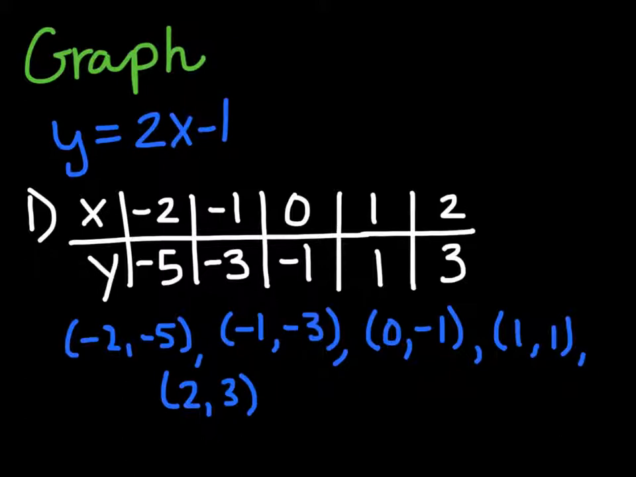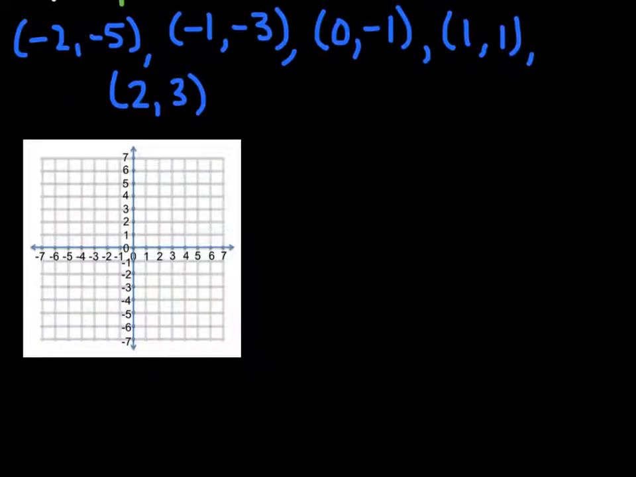Our final step will be to graph these points on a coordinate plane. All right, let's go ahead and graph these ordered pairs on this coordinate plane. So we begin with -2, -5. Then we have -1, -3, 0, -1, 1, 1, and 2, 3. Notice that these are on a line. All the points lie on a line. So there is our linear equation.